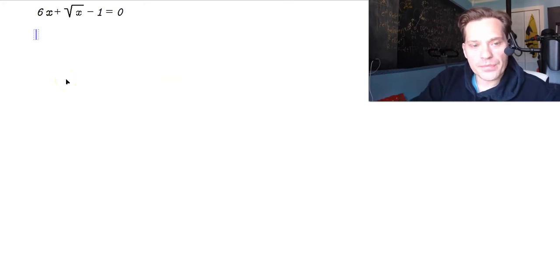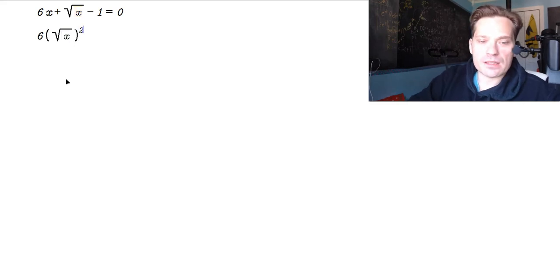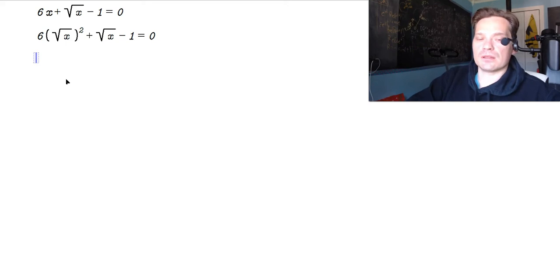So what you do is you can write 6 and then we write the x as the root of x, but then square this quantity, because this is equivalent to just writing x in the first place. And then you add the root of x and then the minus 1, and this is equal to 0.